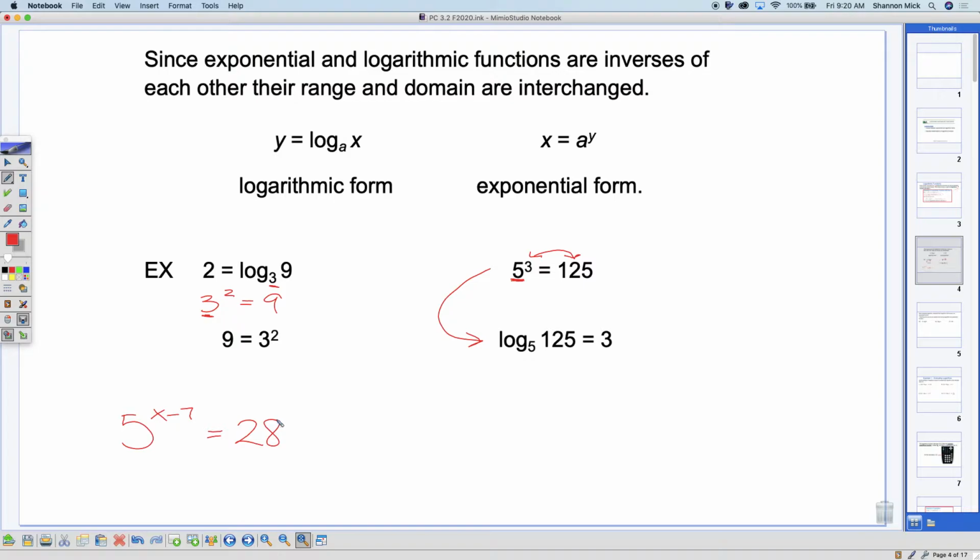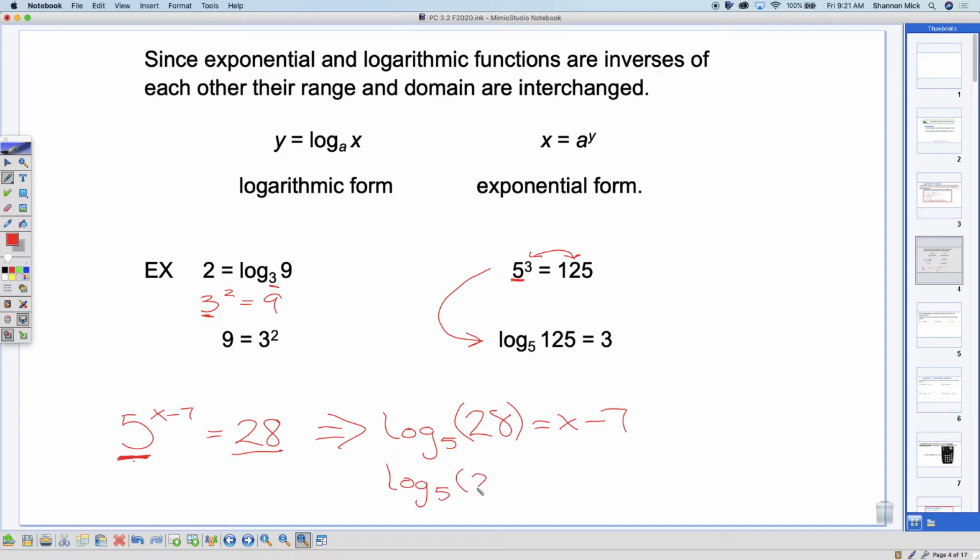What would my base be? What's under the log? My base is 5. So this would be the same as saying log base 5 of 28 equals x minus 7. And this 28 I would put in parentheses. And then I would add 7 over, yes? You just add the 7 at the end.